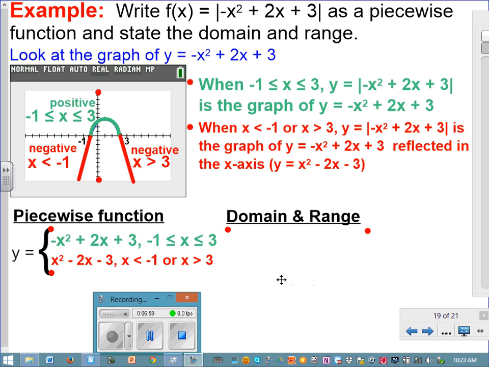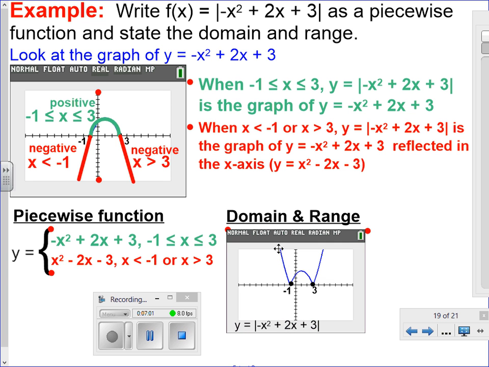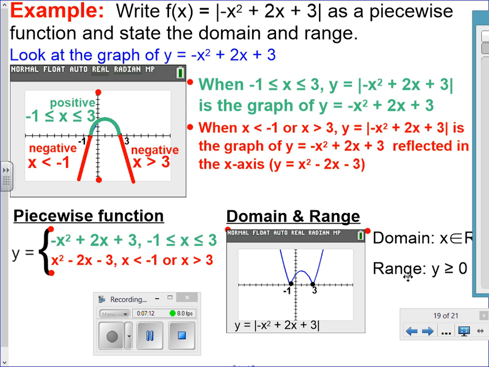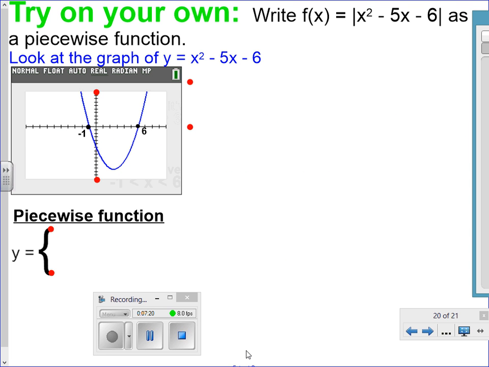So if we actually look at the graph of the absolute value, you can see there's my pieces that have been reflected. Okay, and it fits with the piecewise function. Again, listing out the domain and range. Domain is that x is an element of the reals, and range y greater than or equal to 0. So the only thing that's changed here is just the graph. So I have one for you guys to try on your own. So at this point, pause the video, do your question, and come back, press play, and see how your answer compares to mine.